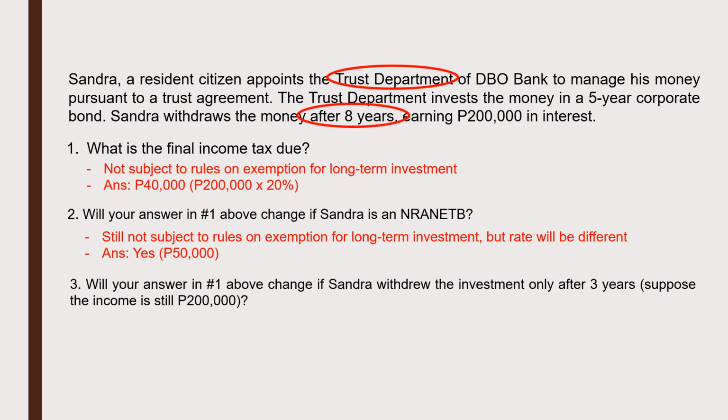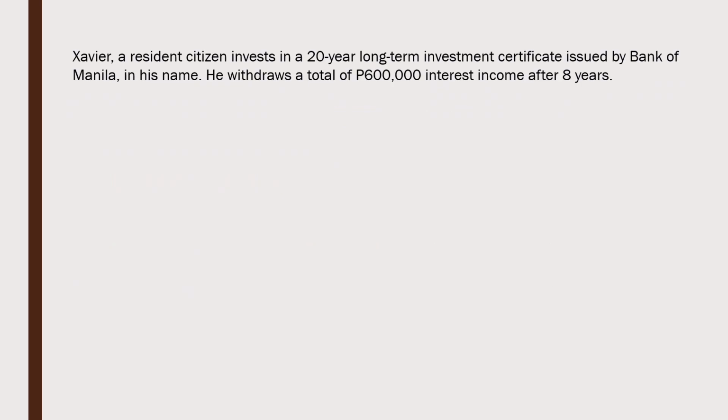Will your answer in number 1 above change if Sandra withdrew the investment only after 3 years? Suppose the income is still 200,000. The answer is no, because in number 1, Sandra was not subjected to rules on exemption, and the same goes for number 3 because the investment was only held after 3 years.